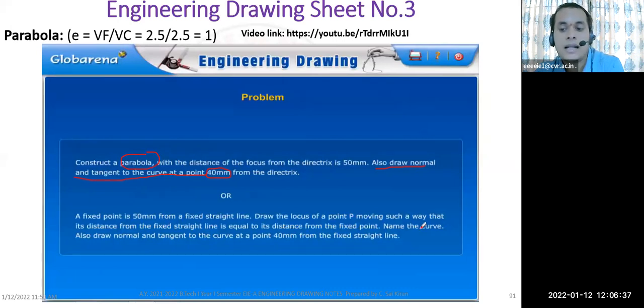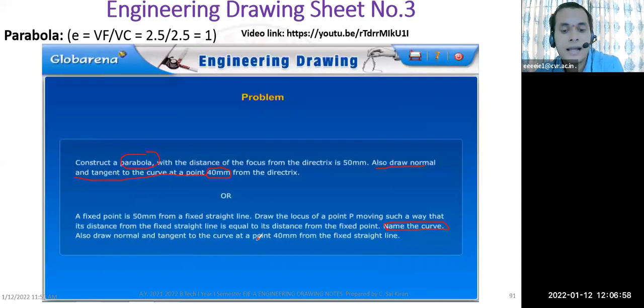In this problem, they're asking what is the name of the curve? Name the curve. In few of the problems, they don't tell the name of the curve. They ask you to find out which curve it is, whether it is a parabola, hyperbola, or ellipse. You have to find the curve and write the name of the curve, such as ellipse, parabola, hyperbola.